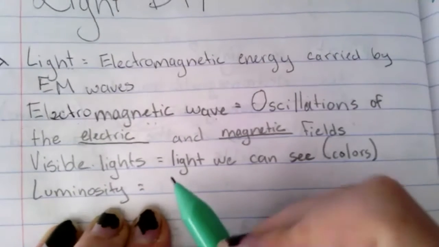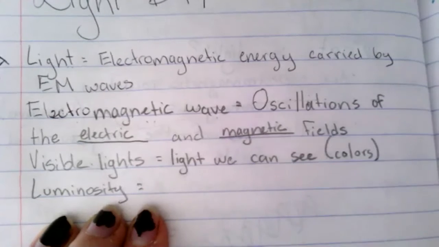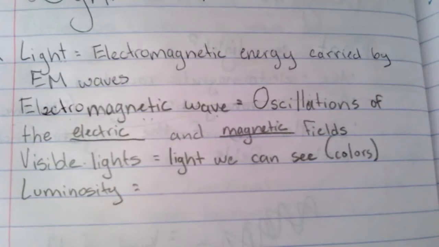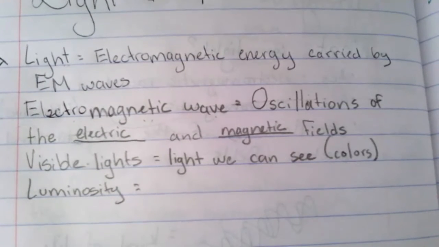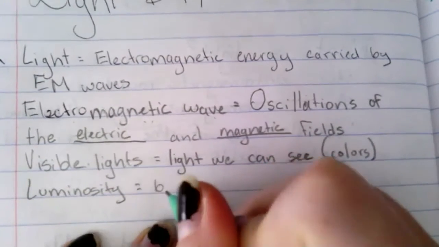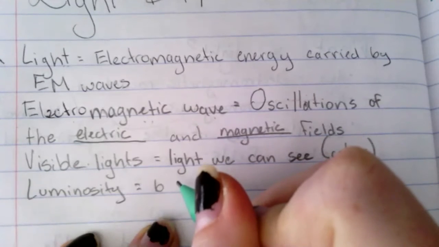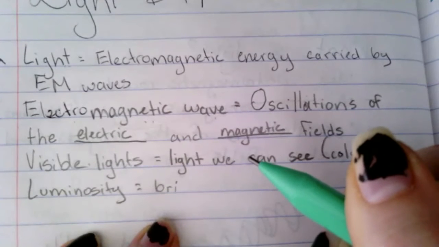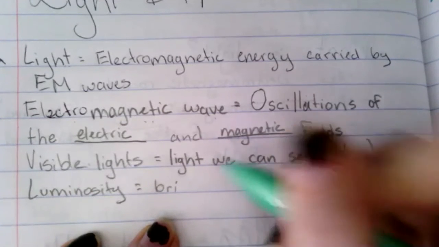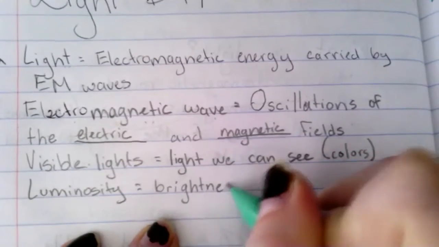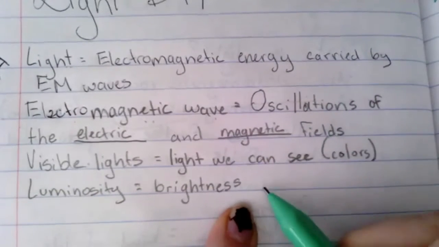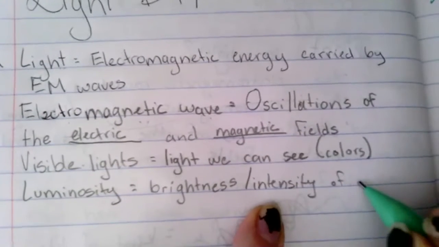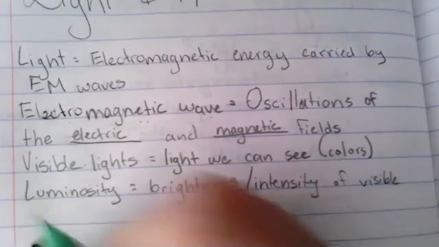What did we call luminosity? What did we say that luminosity was? Starts with a B. Jillian? Brightness. Yeah. It is the brightness or intensity of visible light.